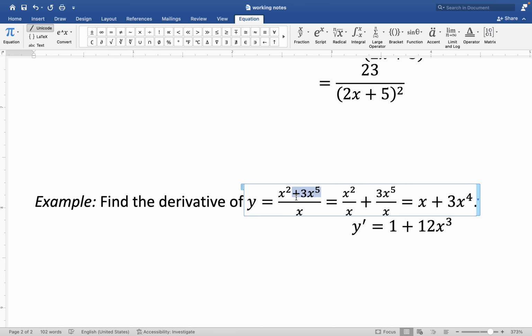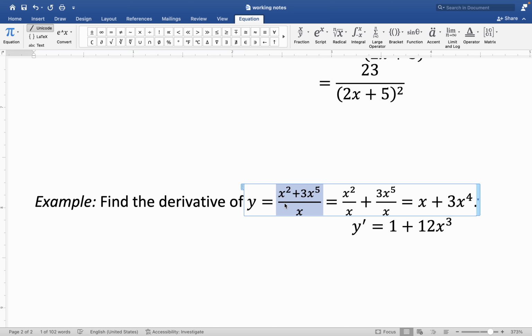If you did the quotient rule on this, it would just be such a huge pain. It would just take you 5 times longer. So the lesson of this problem is just because you see a fraction does not necessarily mean you should be using the quotient rule.